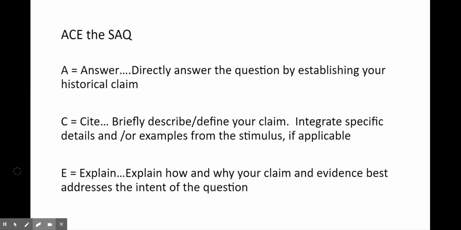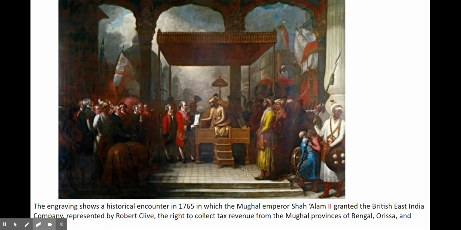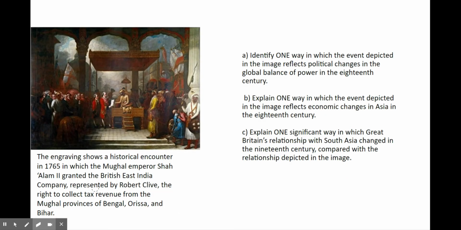So again, let's take a look here at the question and see what we can come up with. This was from 2018, and we see the engraving showing a historical encounter in 1765, where the Mughal Emperor Shah Alam II granted the British East India Company, represented by Robert Clive, the right to collect tax revenue from the Mughal provinces of Bengal, Orissa, and Bihar. Basically, if you can imagine an American president giving a foreign nation like Spain the opportunity to come to America and tax American citizens, there's obviously something going on here.